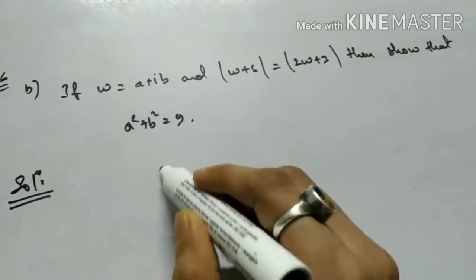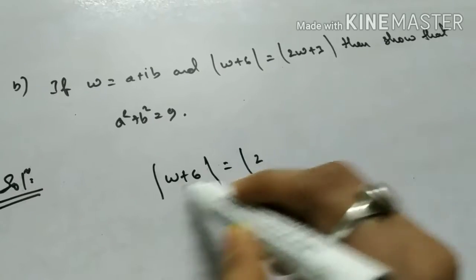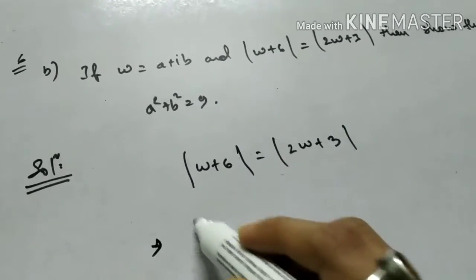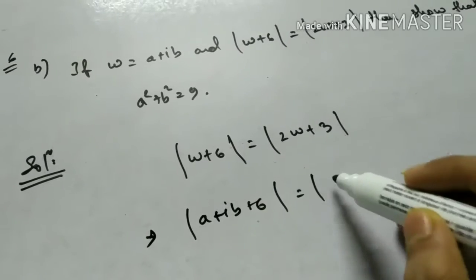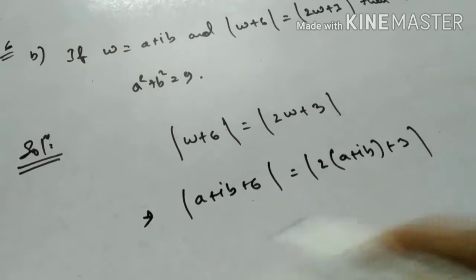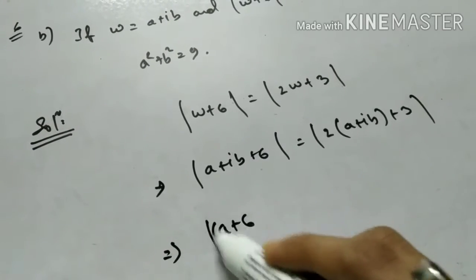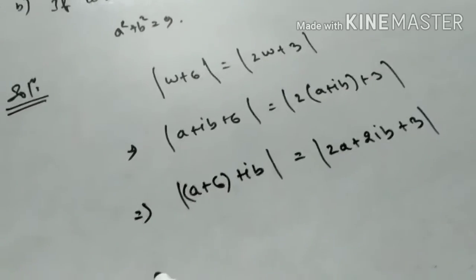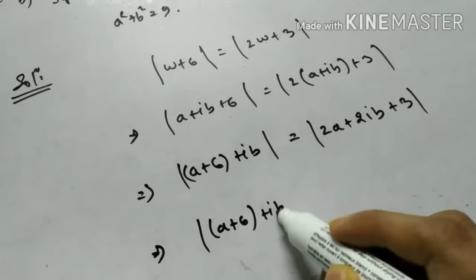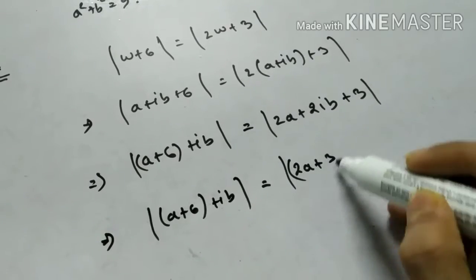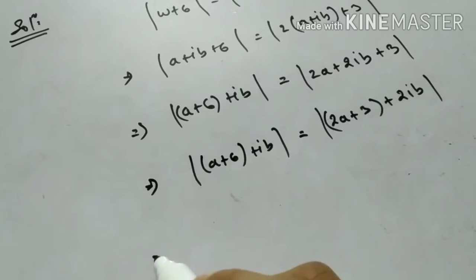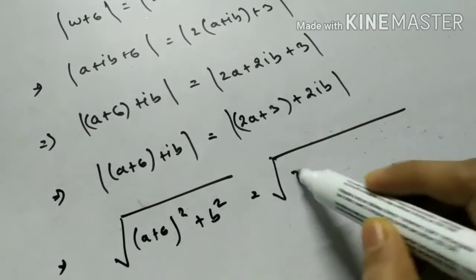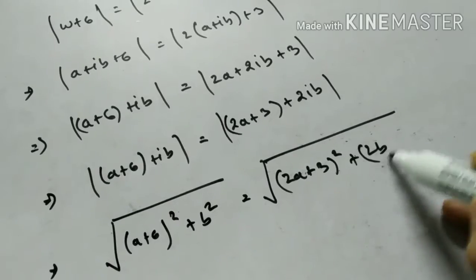So here what we will do: modulus of w plus 6 is equal to modulus of 2w plus 3. The w value is given, so I will put it in here: a plus ib plus 6 is equal to 2 times (a plus ib) plus 3. So I can write this as a plus 6 plus ib is equal to twice a plus twice ib plus 3. So this becomes a plus 6 plus ib is equal to twice a plus 3 plus twice ib. Taking the root, this becomes root over (a plus 6) the whole square plus b square, equal to root over (twice a plus 3) the whole square plus (2b) the whole square.